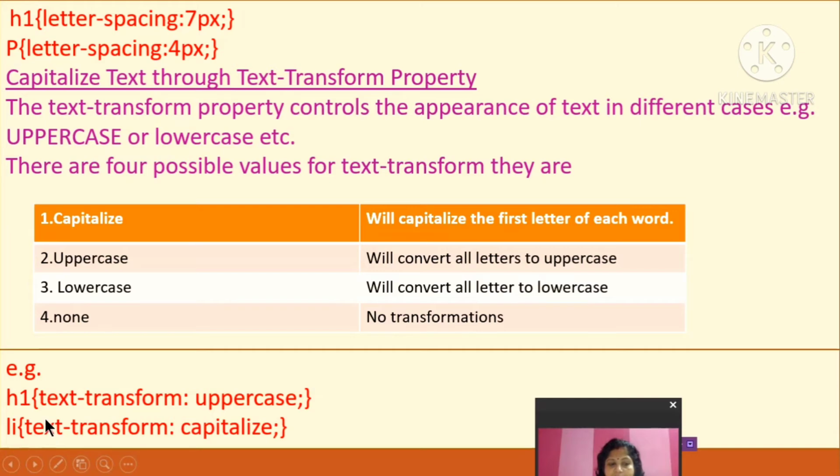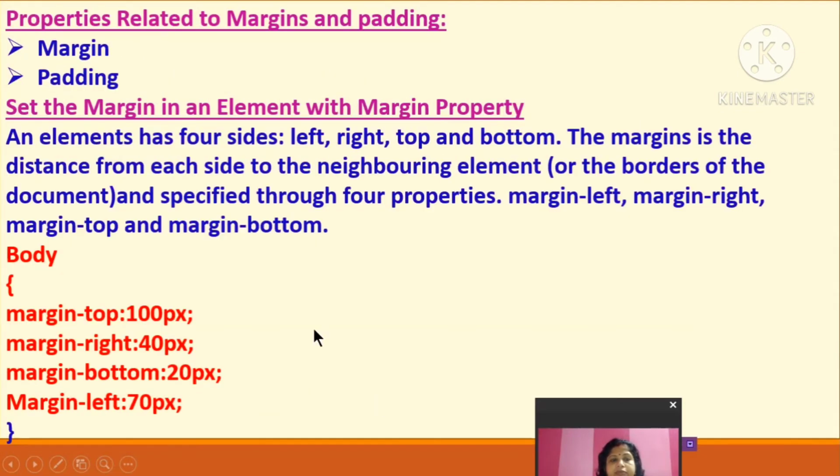So that property is text-transform. If you want to write in capital letters, then use uppercase. If only the first letter you want capital, then make it capitalize. And if all lowercase, then you write lowercase. Okay. Now, properties related to margins and padding.